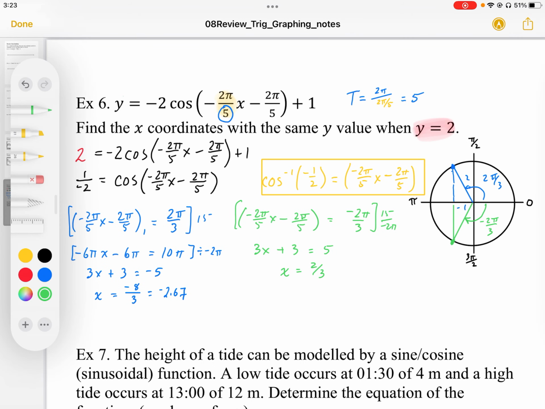So to find all the repetitions, I'm going to go plus 5n for the green one, plus 5n, and I know that n is an integer. As long as we go up by increments of 5 or down by increments of 5, we're going to get all the repetitions of these two primary solutions at negative 8 over 3 and positive 2/3.